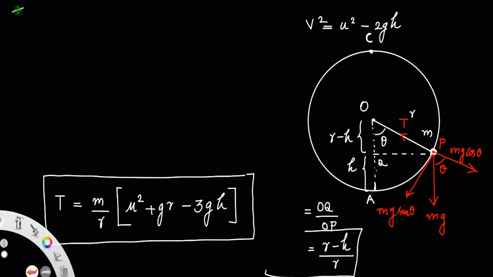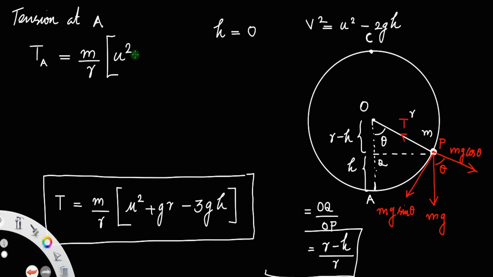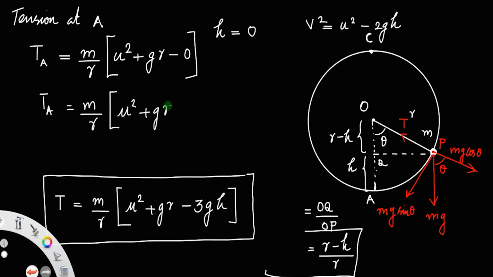Now you have to find tension at the point A. Let's call that TA. Now the height at the point A is 0. So tension at A is equal to m by r times (u square plus gr minus 3gh). This term will be 0. Clear? Since there is no height. So tension at A is equal to m by r times (u square plus gr). Let's call that equation number 2.